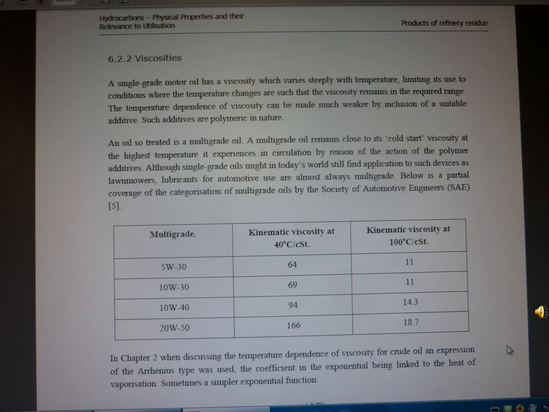You can see the degree of the density and also the kinematic viscosity. So those values you can see in this table.